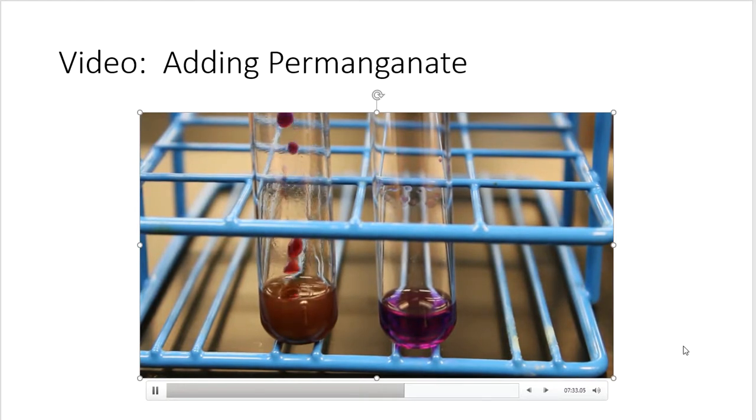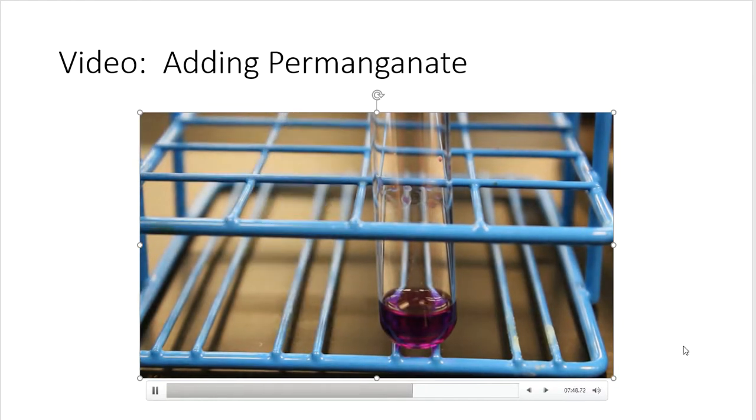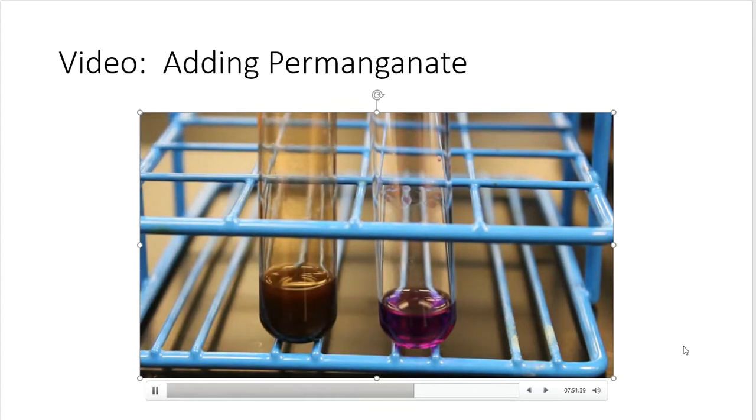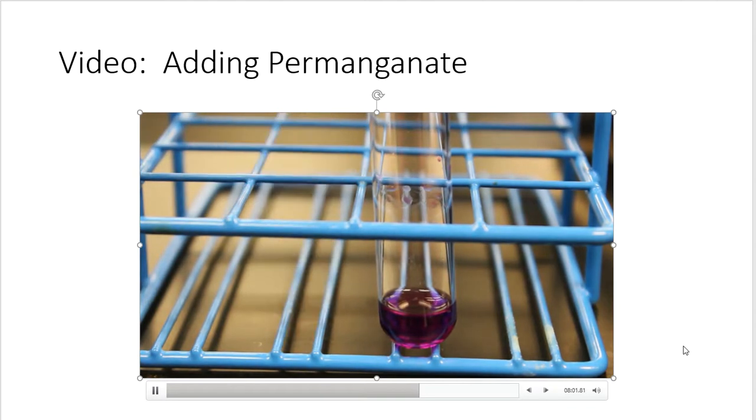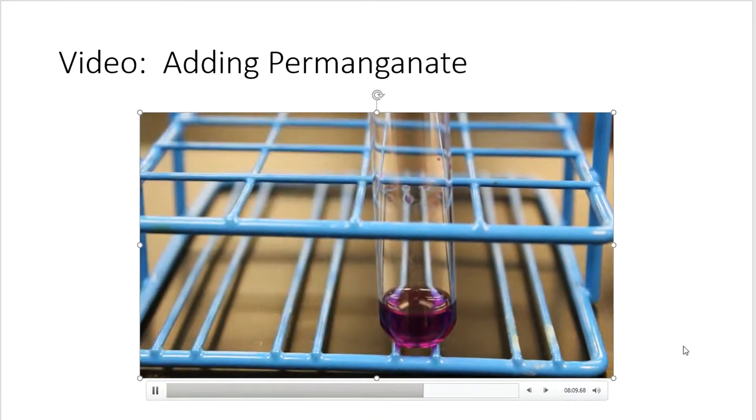5, 6, 7. Is it purple? 8, 9, 10, 11, 12, 13, 14. What do you see? 15, 16, 17, 18, 19, and 20. So there's 20 drops. Don't really see any purple yet. So I'll set that one to the side.